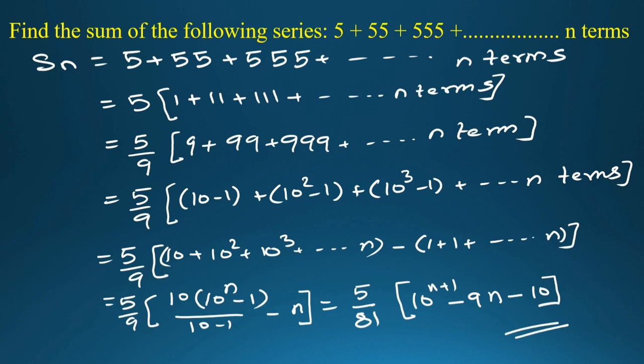Again, I am telling you, you can have such questions with the decimal point also, like 0.5 plus 0.55 and so on. Okay. So, the start will remain the same. You will take 5 common. Then here you will take 0.1 plus 0.11 like that. So, in place of 0.1, what will you write? Again, you will multiply by 9. So, it will be 0.9 plus 0.99 plus 0.999 like that. So, 0.9 you will write as 1 minus 0.1. Then 0.99 you will write as 1 minus 0.01. Okay. So, make sure you do the decimal calculation yourself, at least 1 or 2 questions.